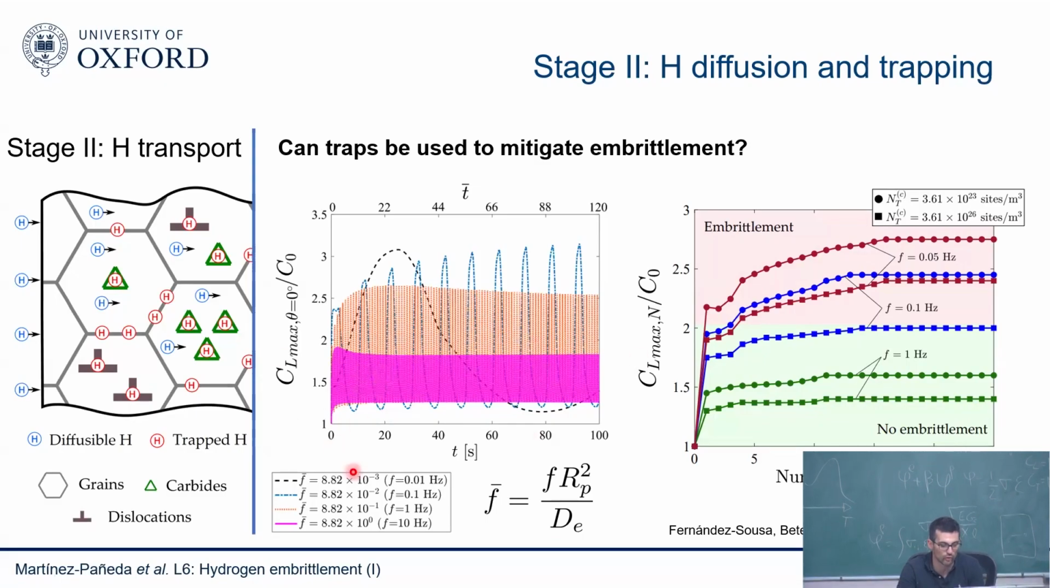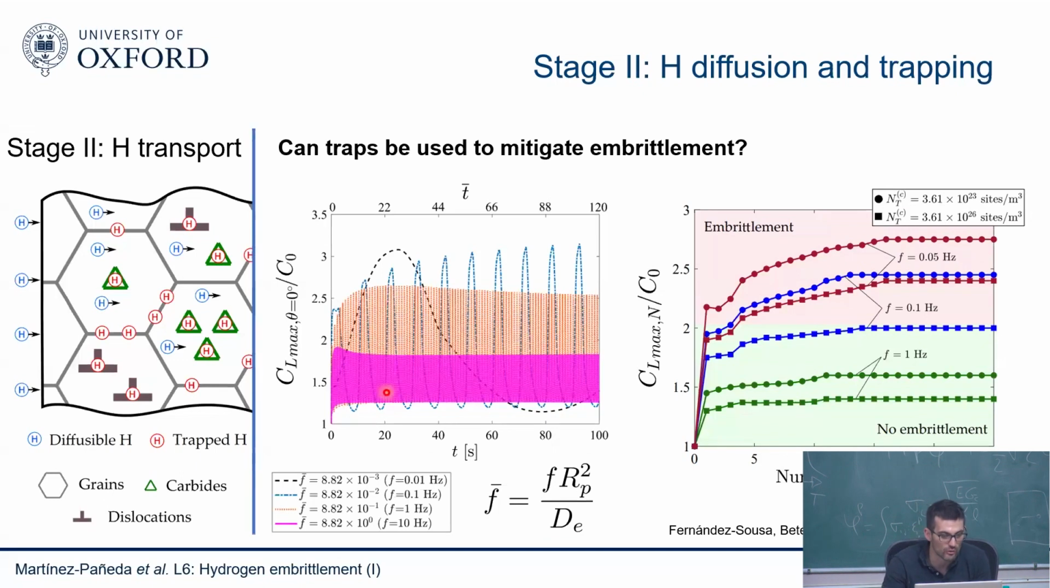You can see that if I load very slowly, so the black dashed line, my hydrogen concentration becomes quite large, 3 times the environmental one. But if I load faster, it becomes 2 times. So there's a bit of margin for improvement. So basically, this is the effective frequency, and this is what we know in fatigue. In fatigue, if we load very slowly, we see much more hydrogen susceptibility than if we load very fast. So this is to be expected.